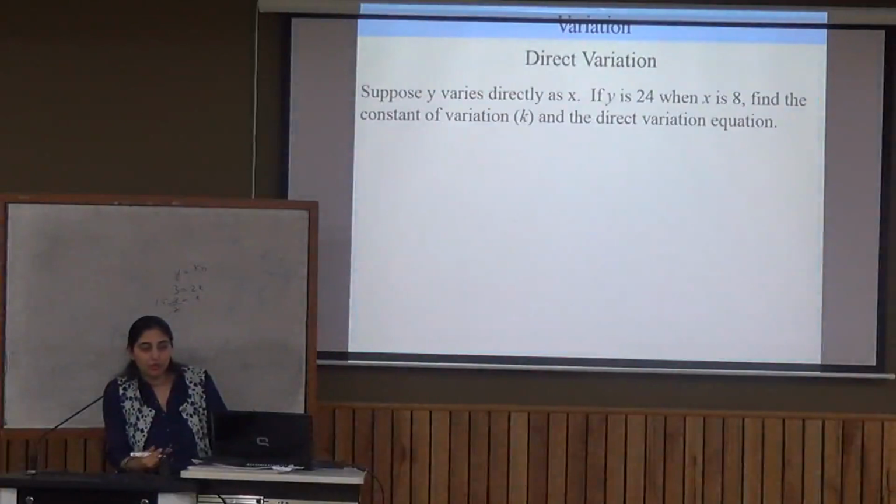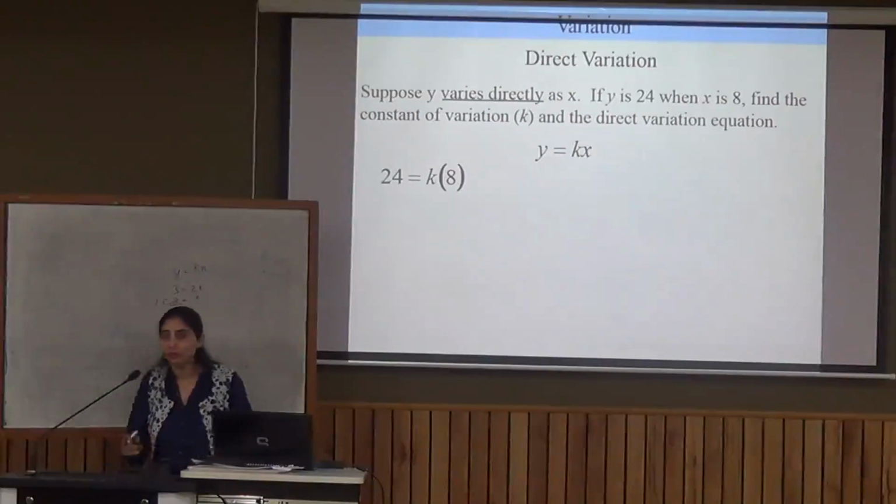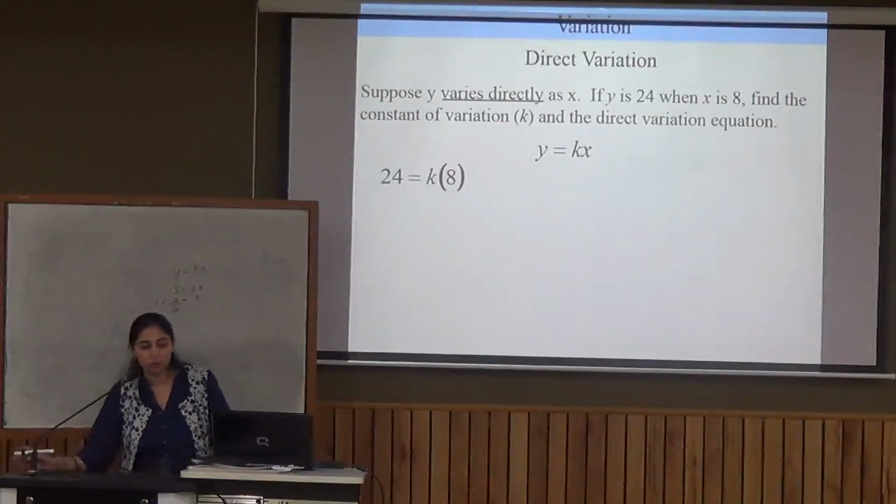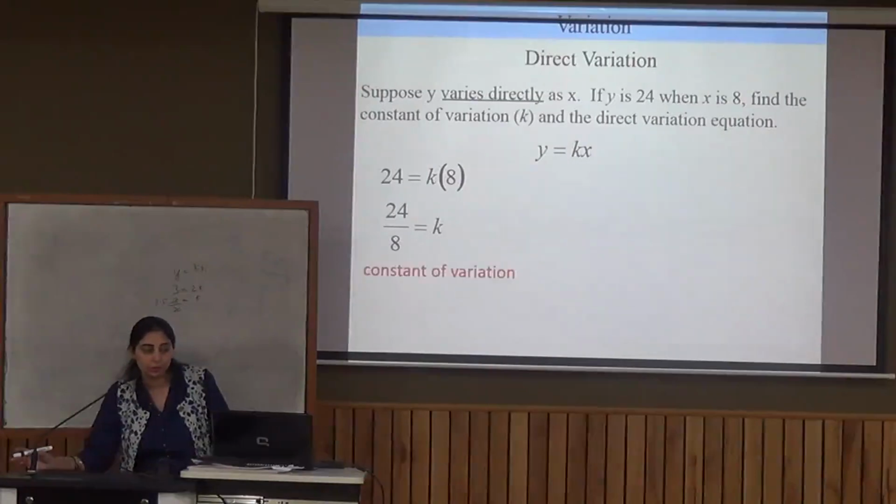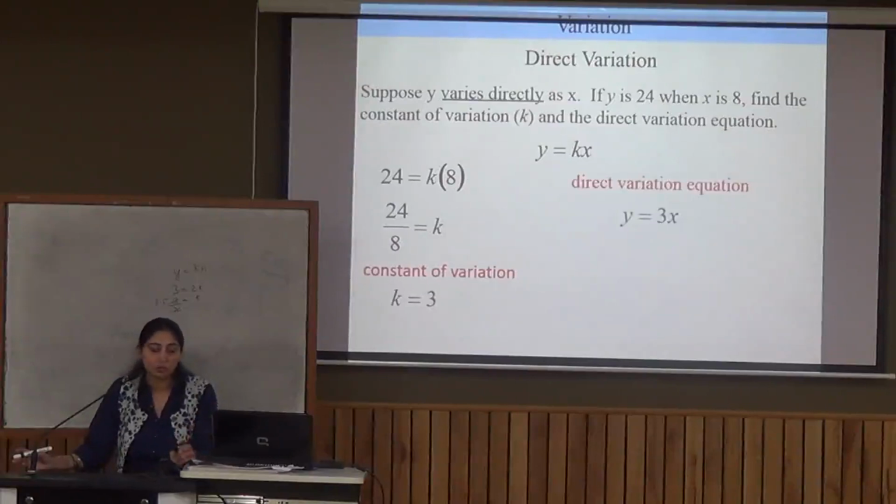Direct variation: suppose y varies directly as x. If y is 24 when x is 8, find the value of k, the constant of variation, in the direct variation equation. Here it is directly proportionate, so we can write y is equal to kx. Putting the values into that formula, 24 is equal to k into 8. When you divide 24 by 8, the constant of proportionality comes to be 3. So the constant here is 3. It is a direct variation, so the equation formed is y is equal to 3x.